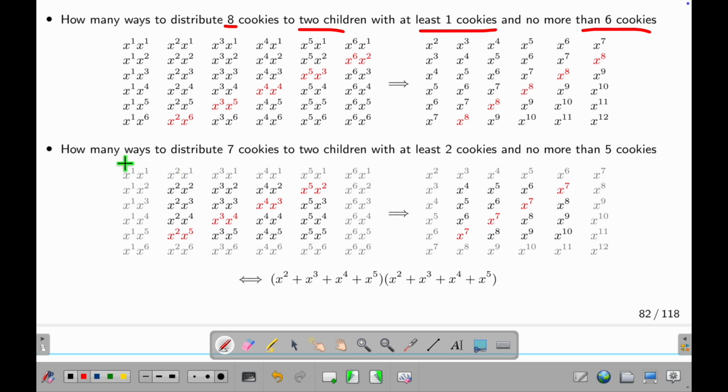Now, how many ways can we distribute 7 cookies to 2 children, with at least 2 and no more than 5? So it's the same as this one gets 2, this one gets 5, this is at the limit, and you flip it, and these are all the possible cases. x7, x7, x7, x7. So that means what? This is the same as you multiply these two and find the coefficient of x7.